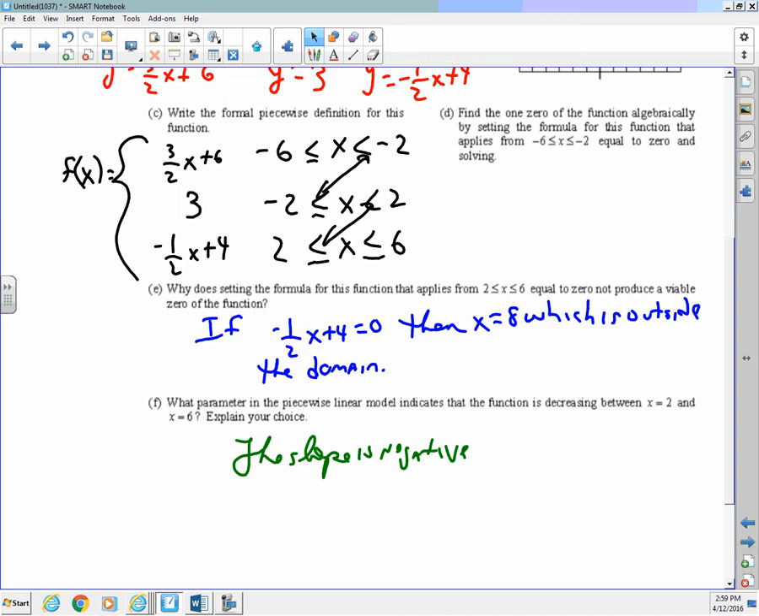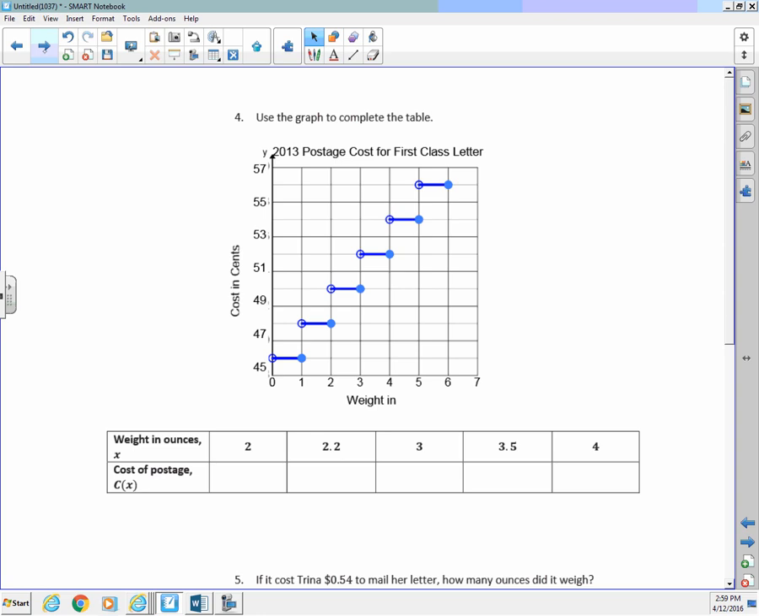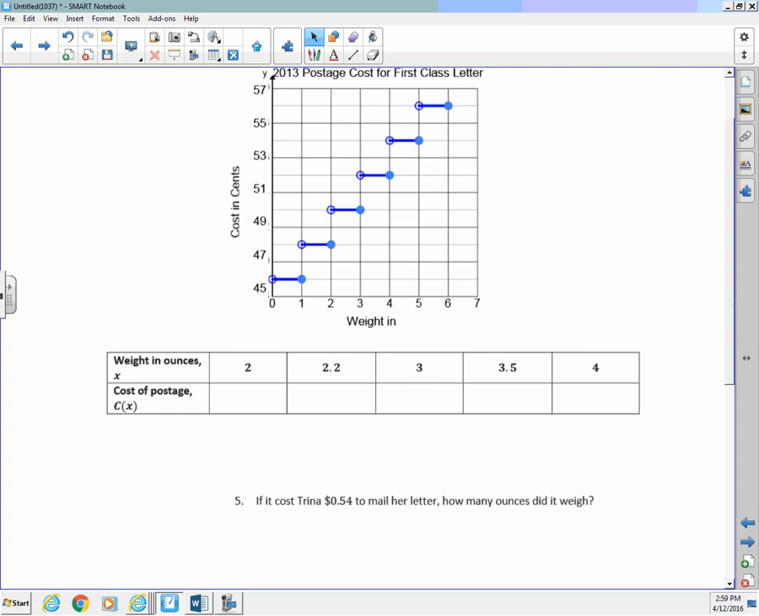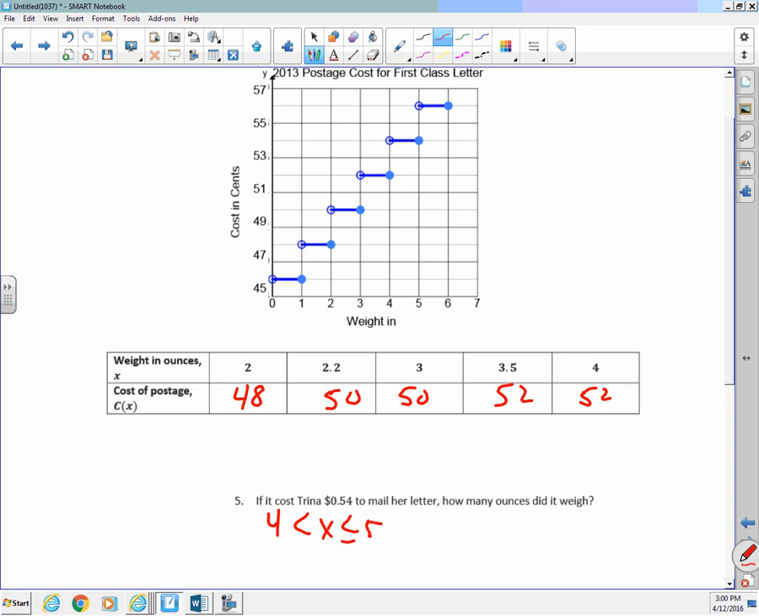And then last example, I have my step function here. If my weight is 2 ounces, it's going to cost me 48 cents. If it's 2.2 ounces, it's going to cost me 50 cents. If it's 3 ounces, it's 50 cents. 3.5 ounces, 52, and 4 ounces, 52. If it cost Trina 0.54 to mail her letter, how many ounces? It would have to be anywhere from greater than 4 to less than 5 ounces.